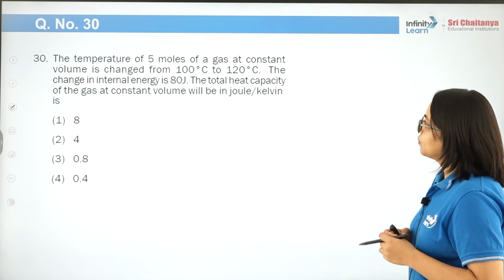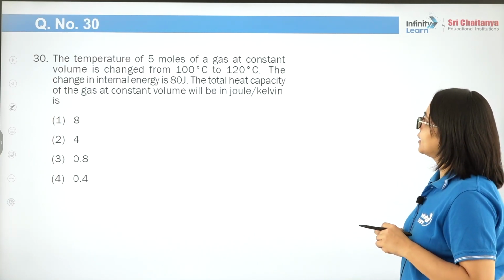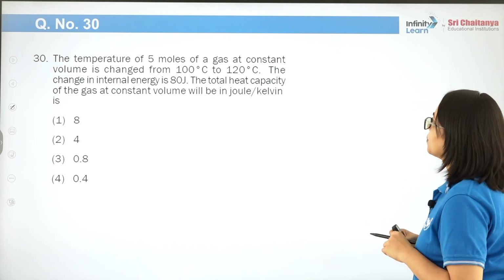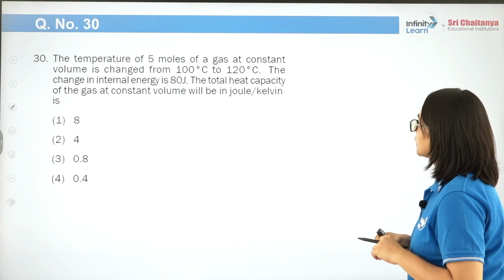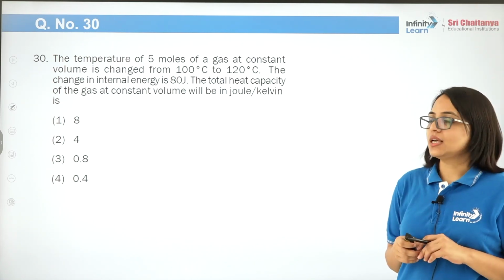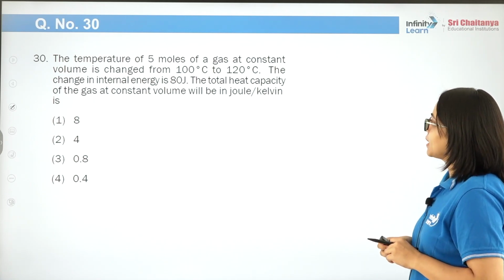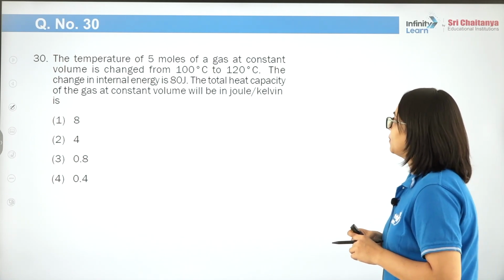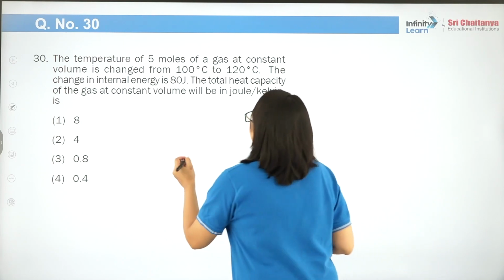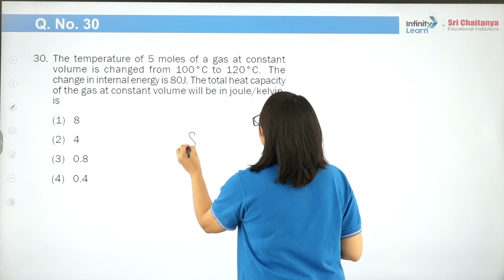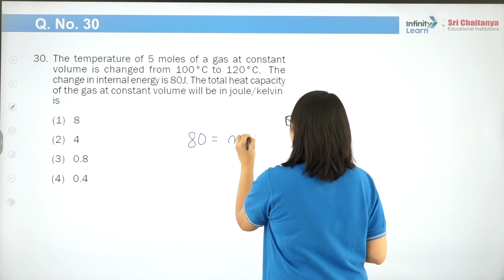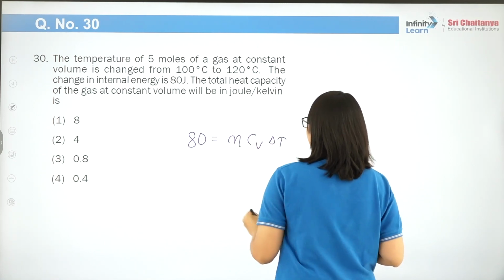Question number 30. The temperature of 5 moles of a gas at a constant volume is changed from 100 to 120 degrees Celsius. The change in internal energy is 80 joules. The total heat capacity of the gas at a constant volume will be, in joule per Kelvin? So, change in internal energy is 80, which is n Cv delta T.